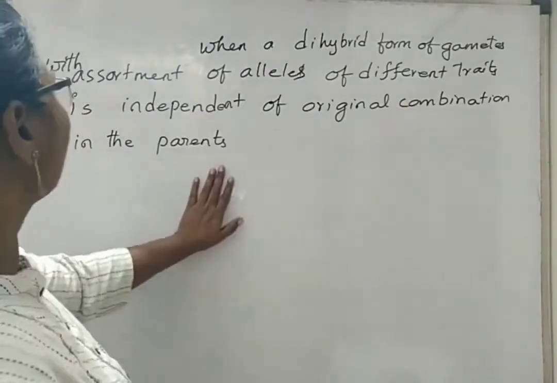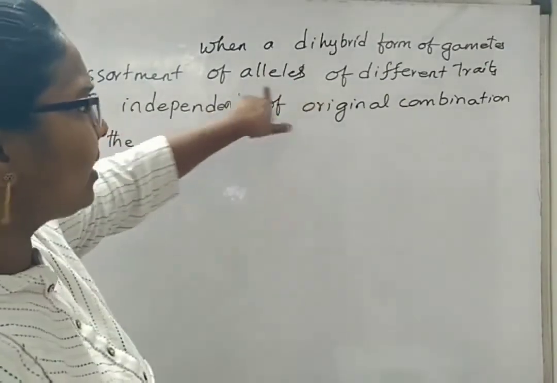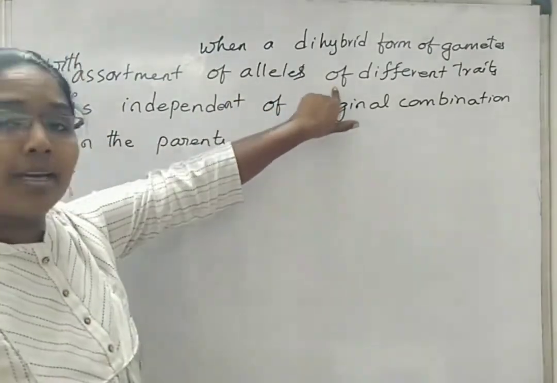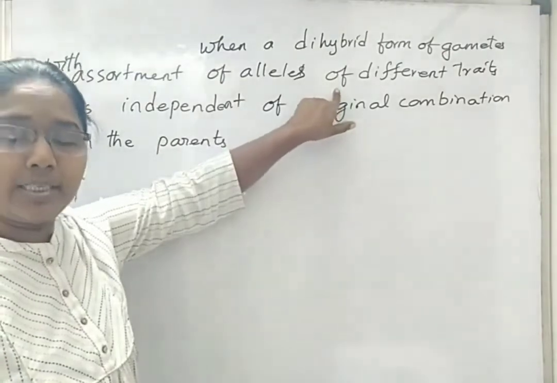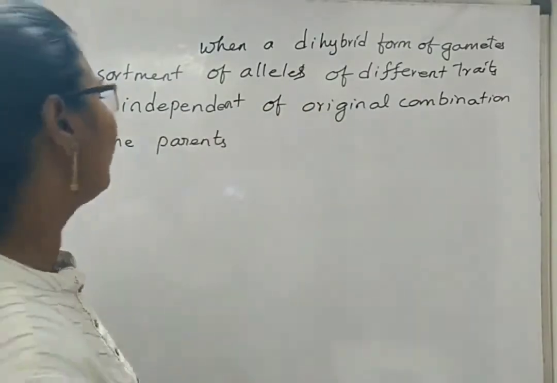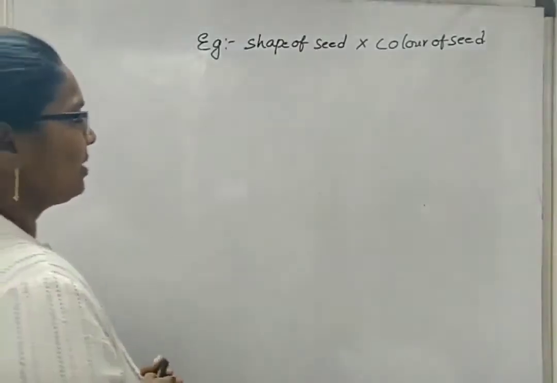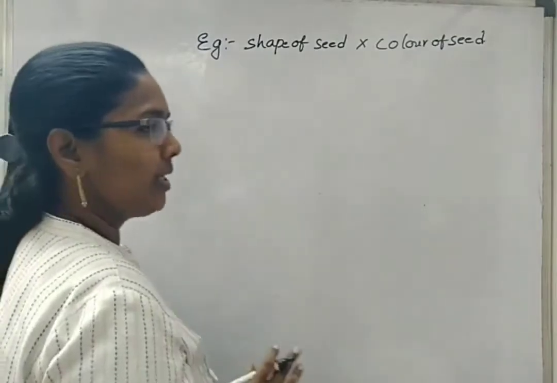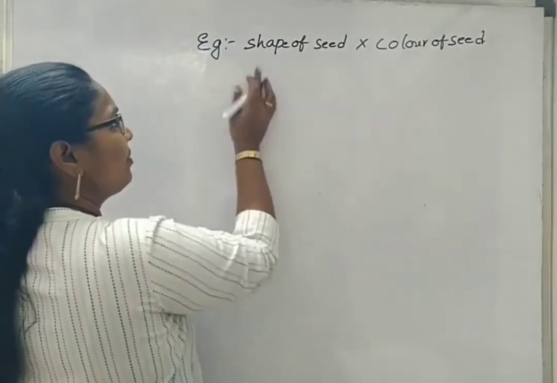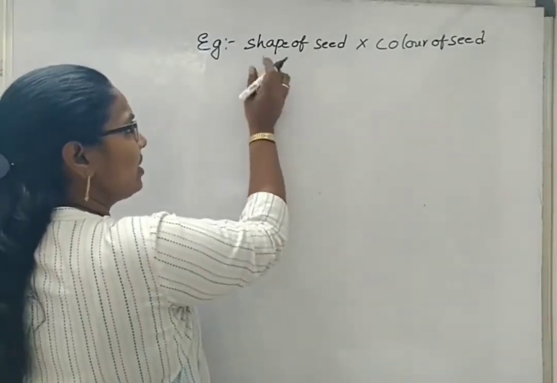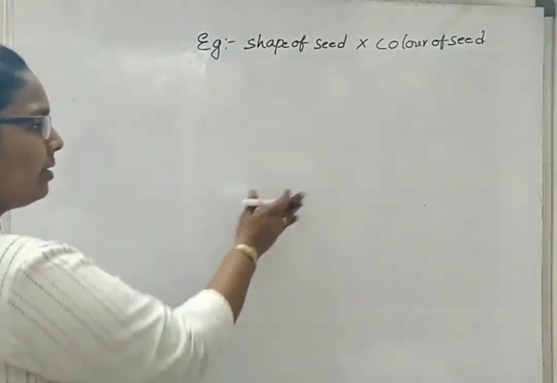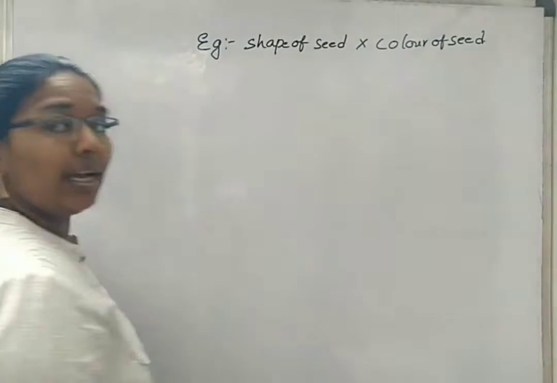When a dihybrid forms gametes with assortment of alleles, meaning the gametes contain different types of alleles, that are of different traits, in the sense that they have different genotypes and express different phenotypes also, that gamete is independent of the original combination of the parents. So we will see one of the best examples under dihybrid cross, which is given according to NCERT, that is shape of the seed versus color of the seed. Now, shape of the seed is given with the genotypes that we have given, but Mendel did not give this genotypic ratio. For our convenience, we are explaining by taking the allele forms.